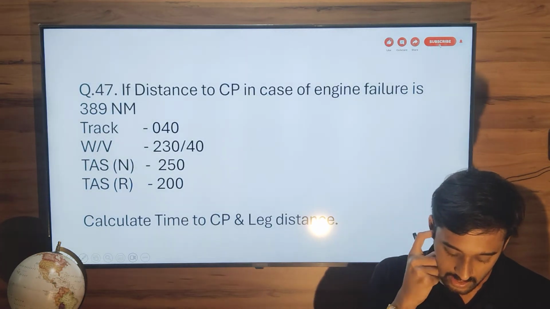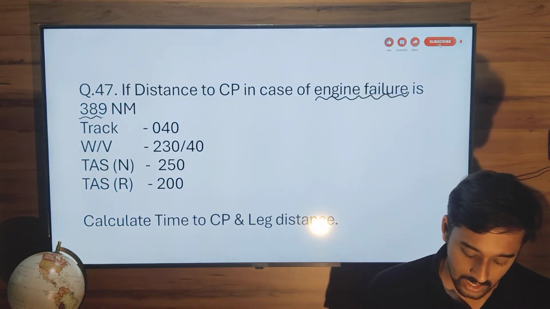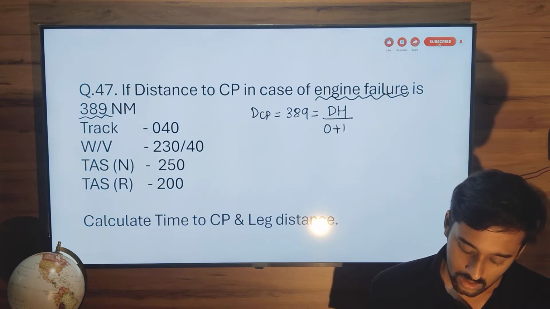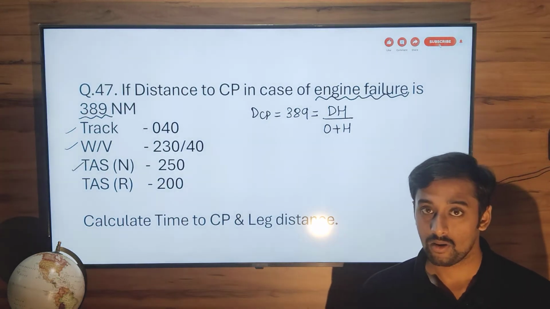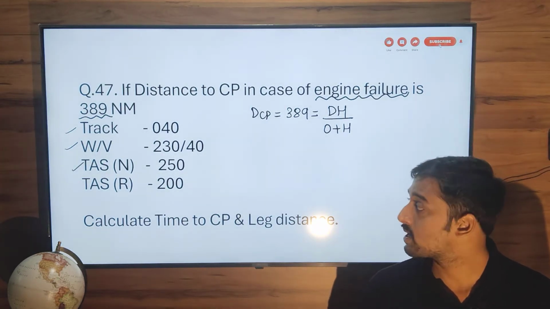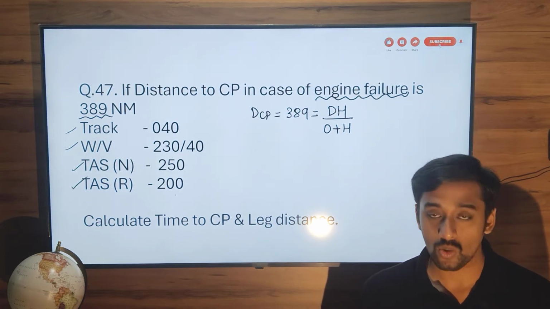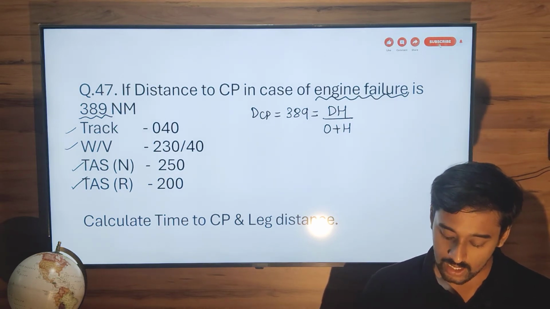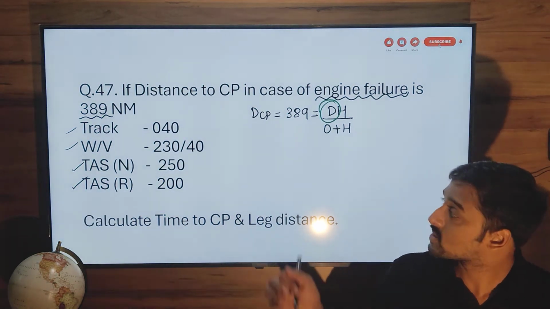Question 47. If distance to CP in case of engine failure is 389, so distance to CP is 389. Okay, track is given, wind velocity is given, TAS normal. That is the true airspeed before engine failure is 250. True airspeed after engine failure is reduced TAS, which is 200 knots. You have to calculate time to CP and you have to calculate leg distance. What is leg distance? The total distance from A to B, this distance.